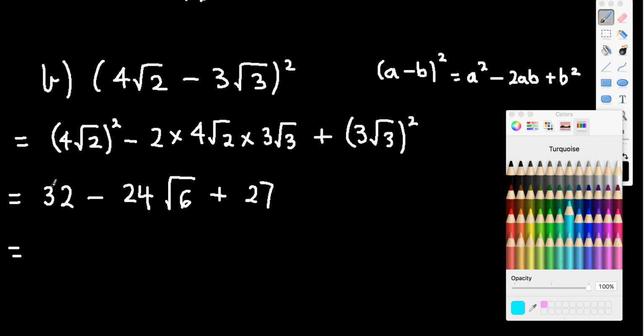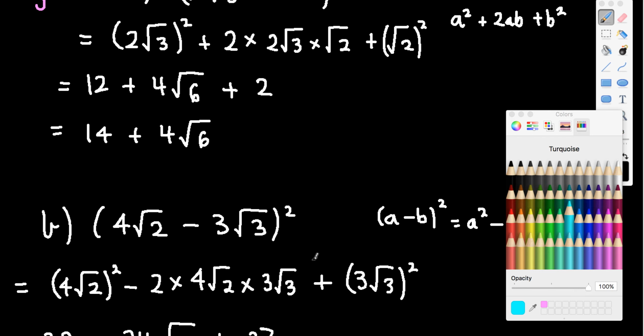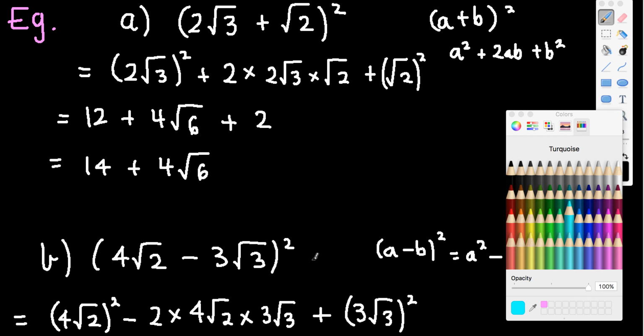Finish it off. 32 and 27 will give me 59 minus the 24 root 6. And that's how it's done. So that's where we had our bracket squared.